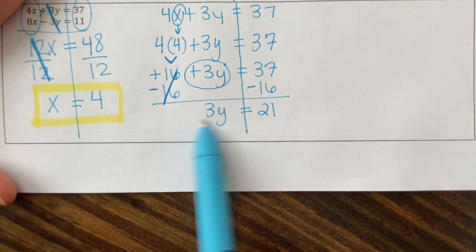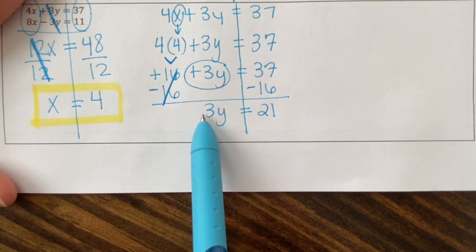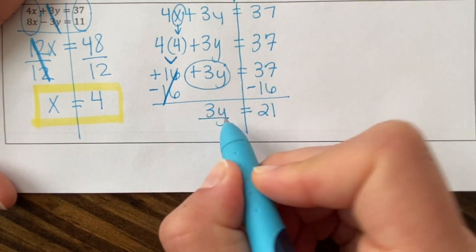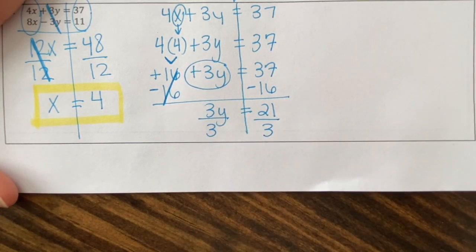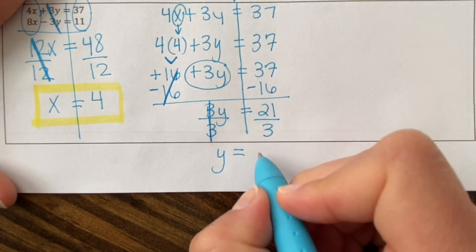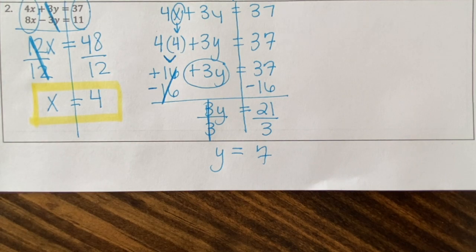And then last but not least, hopefully when you get here, you know what you're doing. So 3 times y. The opposite of times 3 is divide by 3. And if I divide by 3 on the left, I have to divide by 3 on the right. 3 divided by 3 gives me 1y all by itself. And 21 divided by 3 is 7. And you're done.